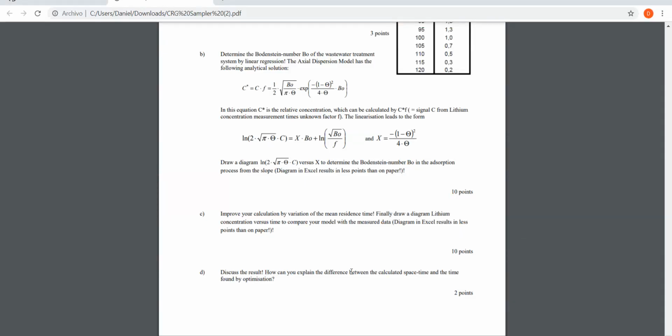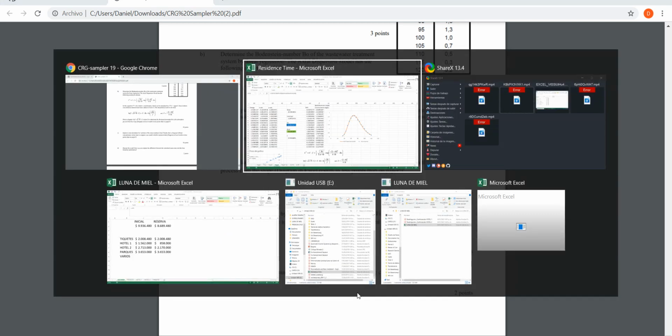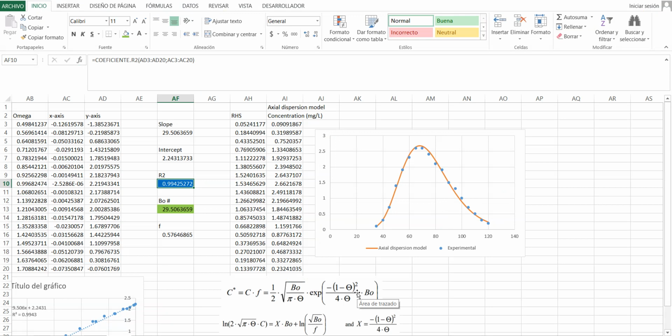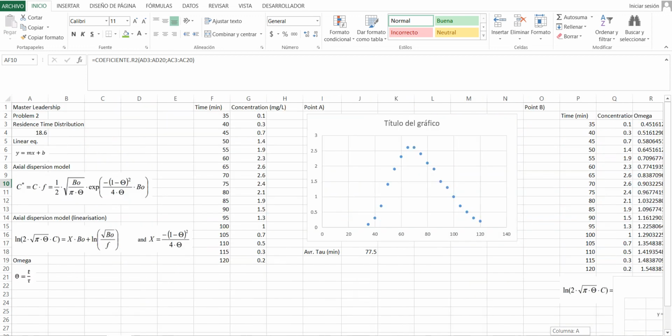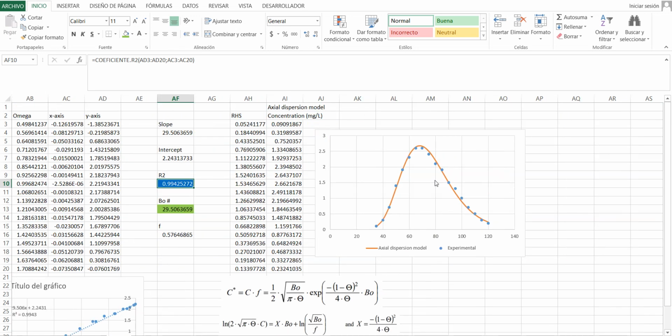The point D, discuss the results. How can you explain the difference between the calculated space times and the time found value of optimization? Well, that argumentation should be taken care of by your own, but it's pretty much just a summary of what I've said so far. And yes, that would be all for this point. I would definitely recommend to do this point in your exam because, as you can see, it's not that long. It's pretty straightforward, and you can see at the end if your regression model fits nicely to the experimental data.